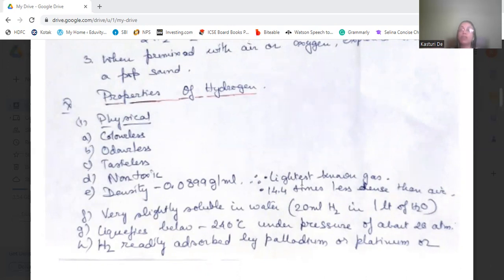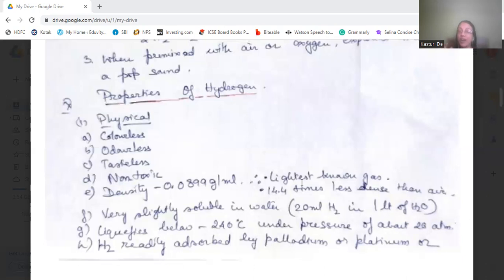This gas can be liquefied at minus 240 degrees centigrade under a pressure of about 20 atmospheres. If the gas is pressurized under 20 atmospheres, and the temperature is below -240 degrees centigrade, then the gas can be liquefied. It can be made into a liquid.